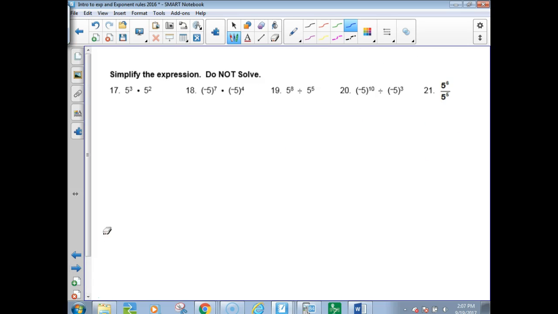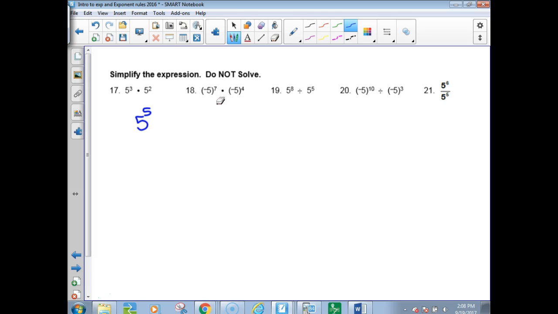Okay, now it says simplify the expression, do not solve. So that means we're not going to evaluate the number on our calculator if we could. We're going to use the rules. So if I've got 5 to the 3rd times 5 to the 2nd, the base is 5. You do not change it to 5 times 5 and 25 to the 5th. It's just 5 to the 5th. You leave the base alone and do the exponent rule. The common mistake is kids will multiply the 5 and the 5.